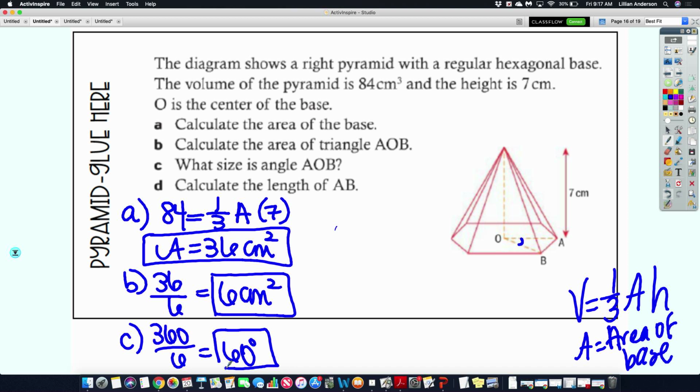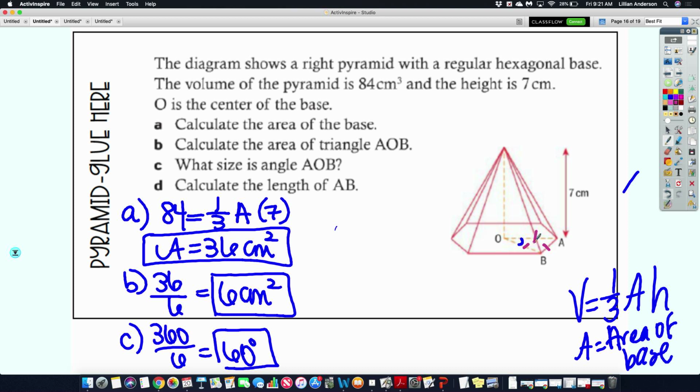So how do you find the length of AB? I know that all three of these sides are the same. It's an equilateral triangle because it's a regular hexagon. But in order for me to do Pythagorean theorem, law of sines, cosine, area of the triangle, I'm going to need to know one of those lengths. But right now, I know none of those lengths. The only thing I know is that they're all the same.